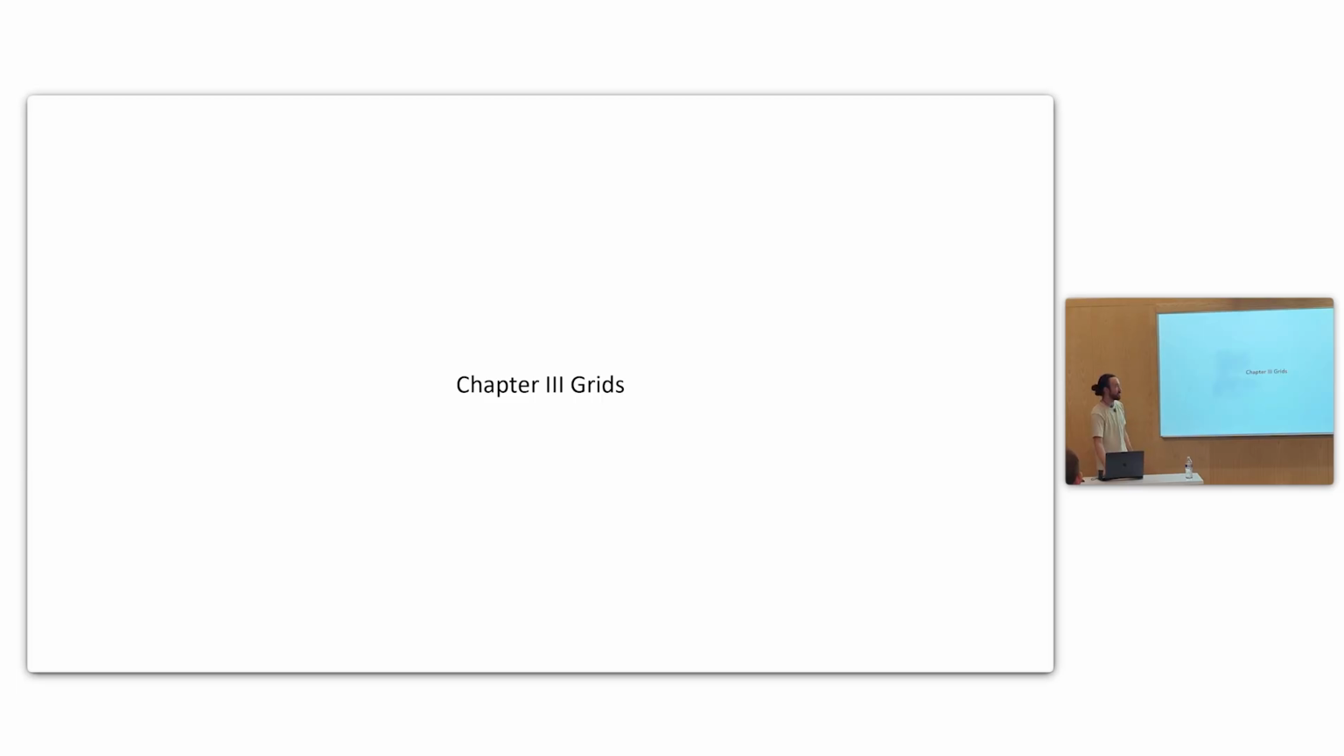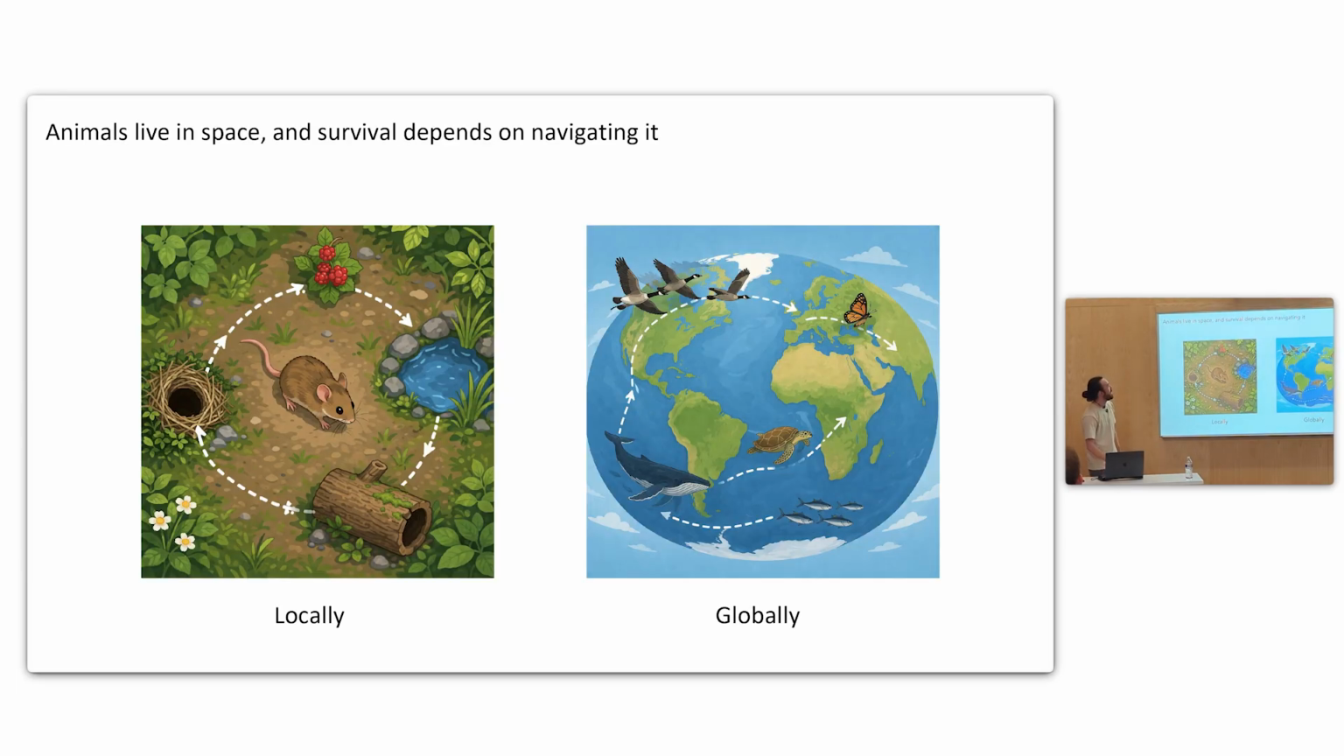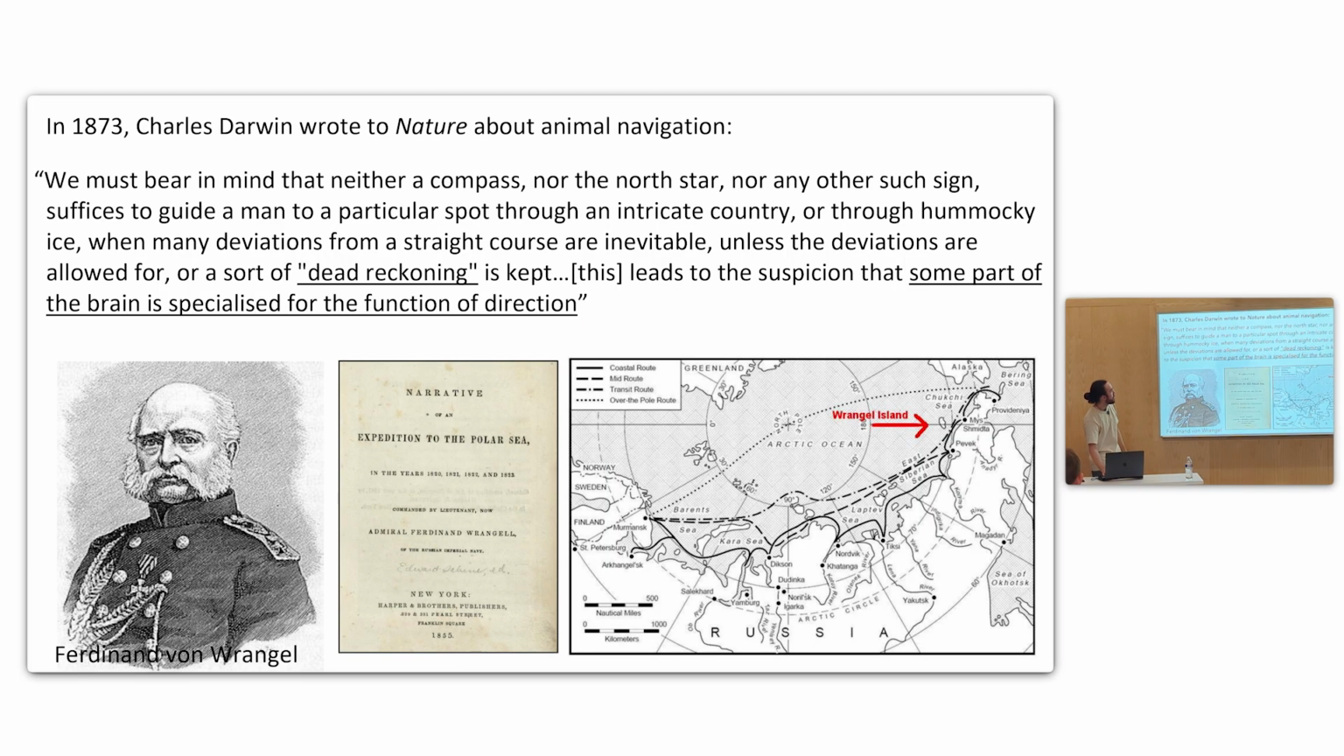This is natural intelligence. Also, I think this is fun. There are some Arctic explorers in this. All right. Animals live in space, and so survival depends on navigating it. We're going to see navigation and algebraic tasks are somehow related.